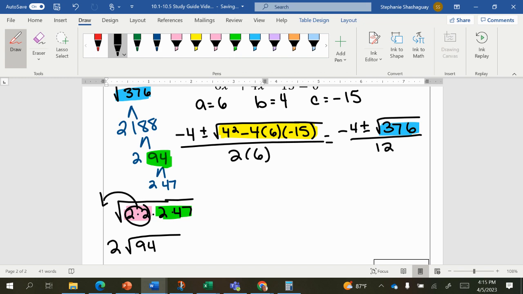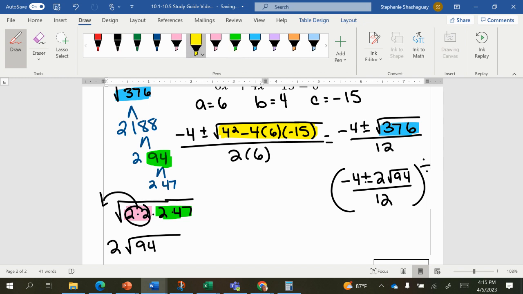So this can now be written as negative 4 plus or minus 2 square roots of 94 divided by 12. And then I'm going to simplify that whole thing by dividing negative 4, 2, and 12 by 2. So this will become negative 2, this will become 1, and this will become 6. So my final answer is negative 2 plus or minus the square root of 94 over 6.